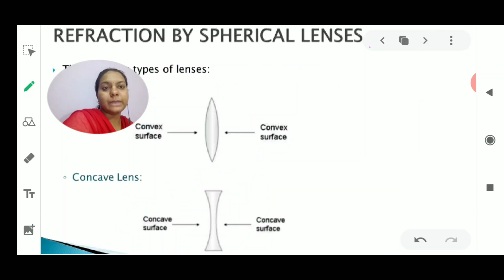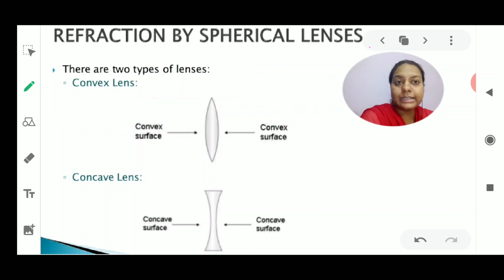the refraction by the spherical lenses. Now as we have seen, the mirrors are of two types, the convex mirror and the concave mirror. And what is the main difference between the mirror and the lenses? The main difference is that the mirror is a reflecting surface, fine, but these lenses are refracting surfaces.